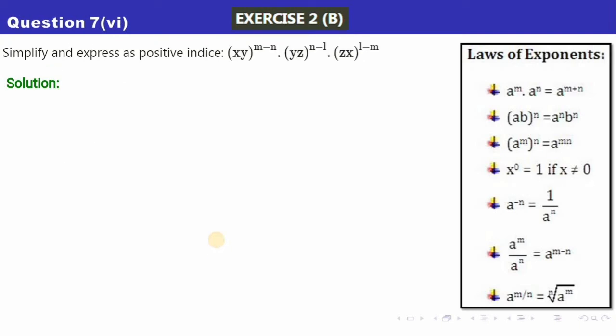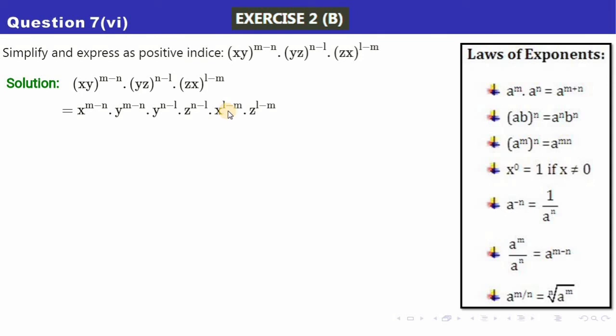Okay, let's have another and the last question for the day. So this is given to us. Now as usual, we'll open up the bracket, so it becomes x to the power m minus n, y to the power m minus n. Okay, so this much resembles the first part. Now y to the power n minus l, z to the power n minus l. So this much resembles the second part, and see here carefully, z to the power l minus m, so it is written at last, x to the power l minus m, so it is written here.